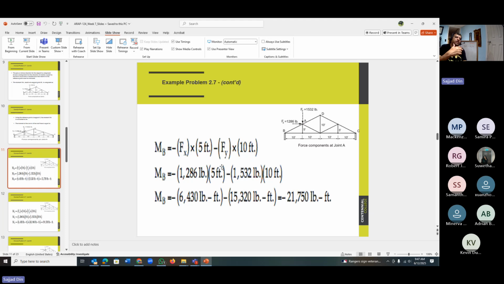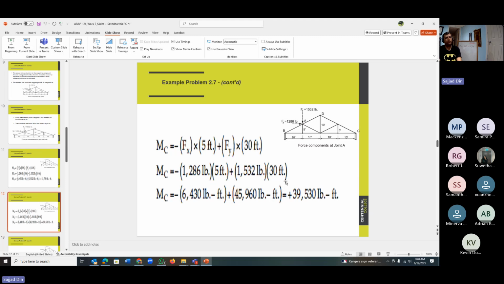And remember, pounds is in imperial, so you can use imperial units here. And you get your moment of force. And what is the unit going to be of the moment of force? Pound feet. Okay.